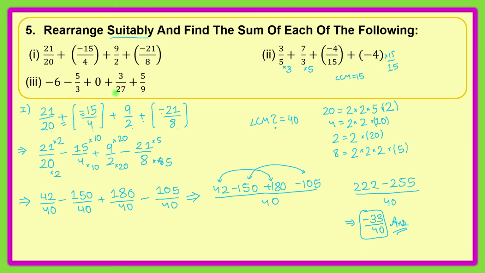And in the third part here, as you can see, the LCM in this case would be 27. So same thing, you just have to make the denominators equal. And here minus 6 can be written as minus 6 upon 1 also. So like this you can convert an integer into a rational number, and like this you can solve the questions very easily. So now let's proceed with the next question.